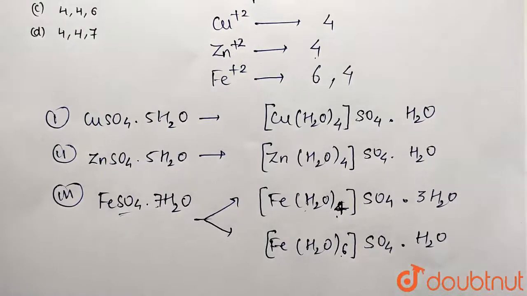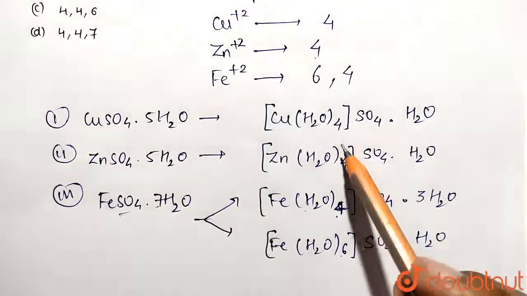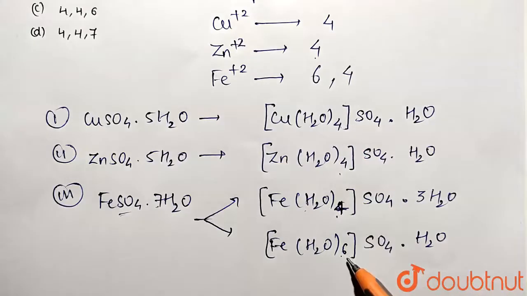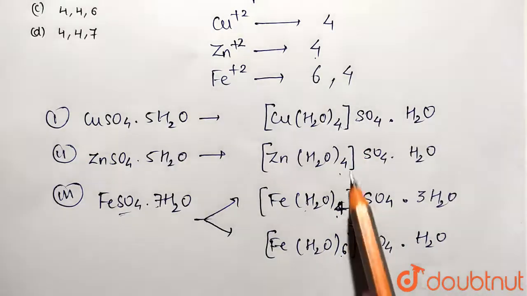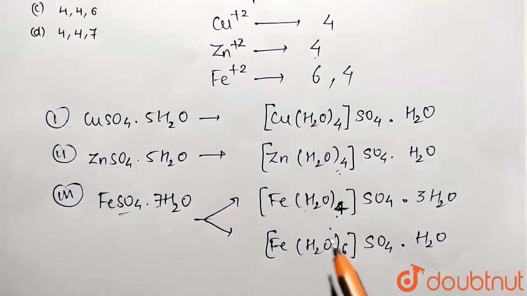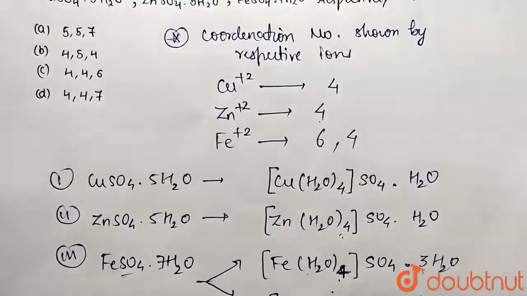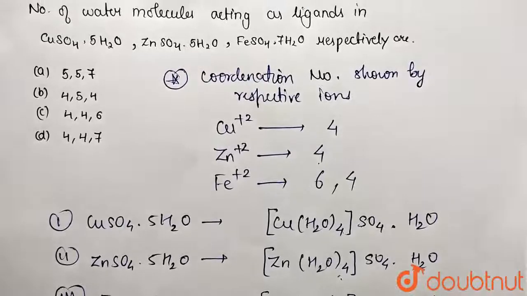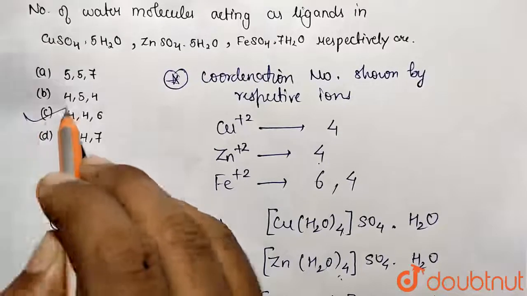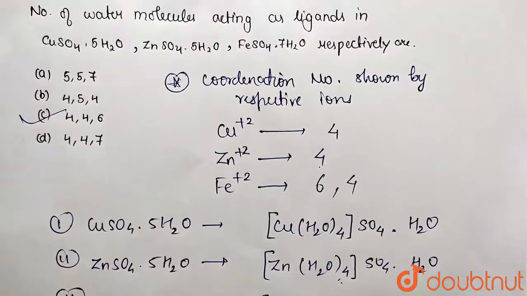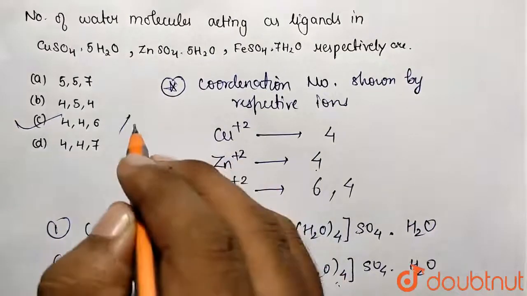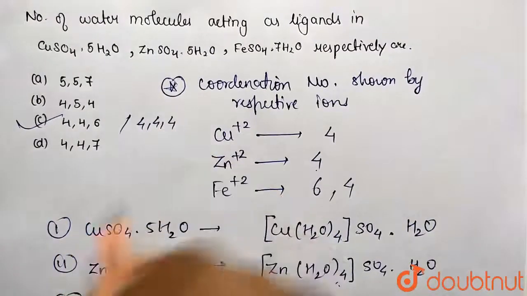Now we need to answer the number of molecules acting as ligands. In this question, the number of water molecules acting as ligands is 4, 4 and correspondingly 6. So this is our answer. If there was an option with all 4, 4, 4, then that option would also be correct because we have seen it has the capability to show 2 coordination numbers. So what is the correct answer by looking at the options? It is going to be 4, 4 and 6, so option C is correct. Either way, one more option can be formed like this, which would also be correct.